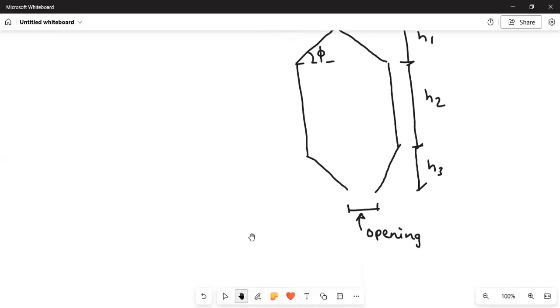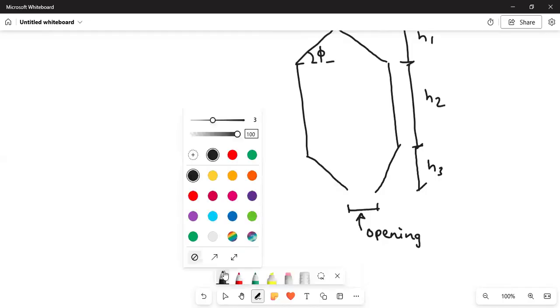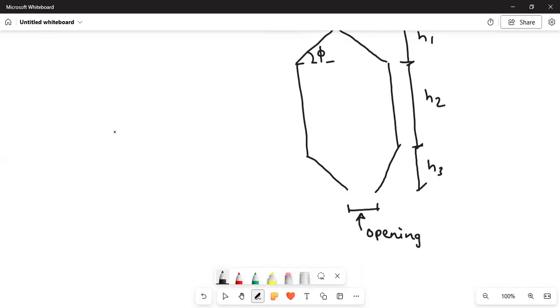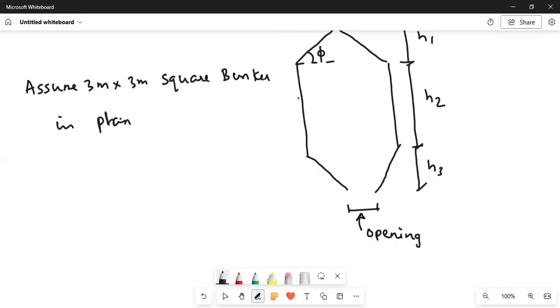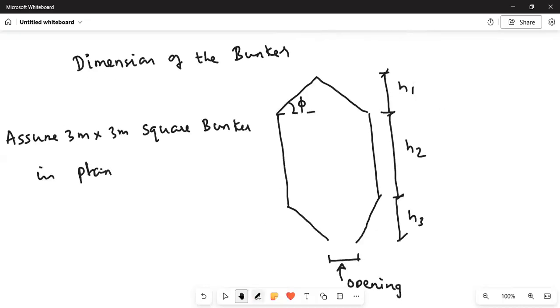We'll assume the size of the bunker. They have asked us to design the square bunker, so we'll assume a 3 meter by 3 meter square bunker in plan. If you see from the top, the size of the bunker is 3 meter by 3 meter. And this angle that they have given is 30 degrees.